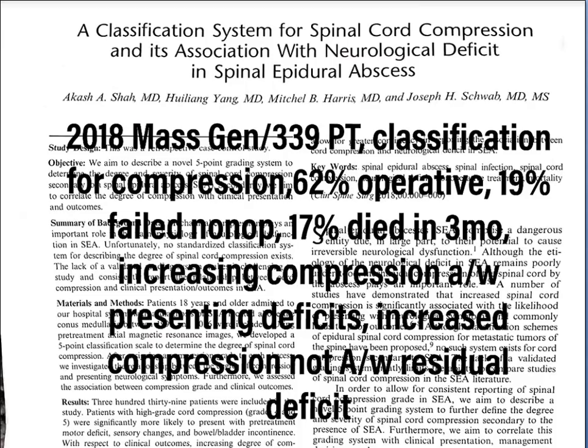in discussing risk factors. And this is another article, which was a classification system for spinal cord compression. I thought this was interesting too, from 2018.